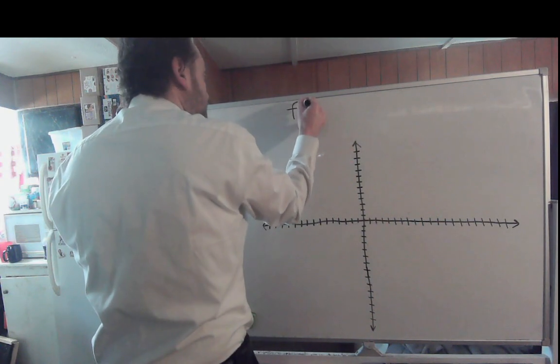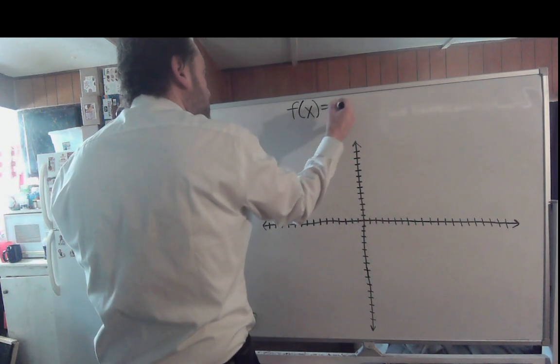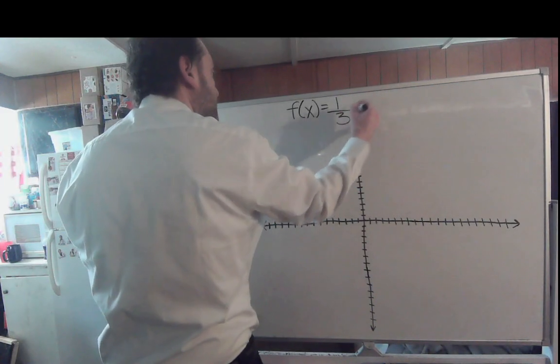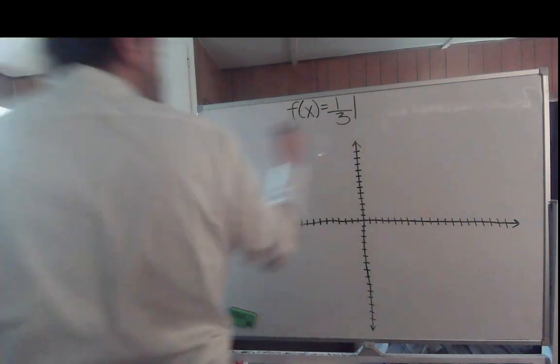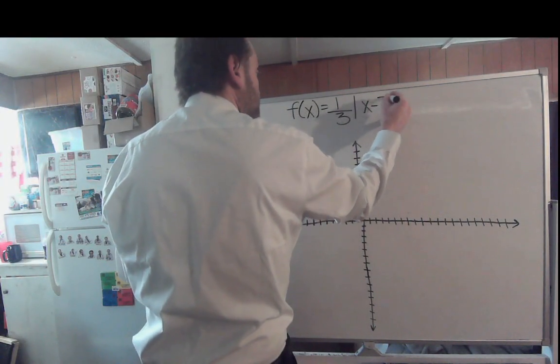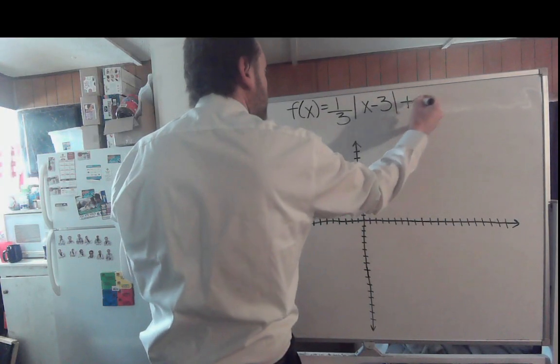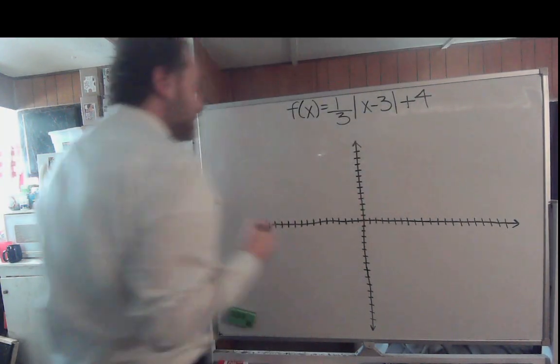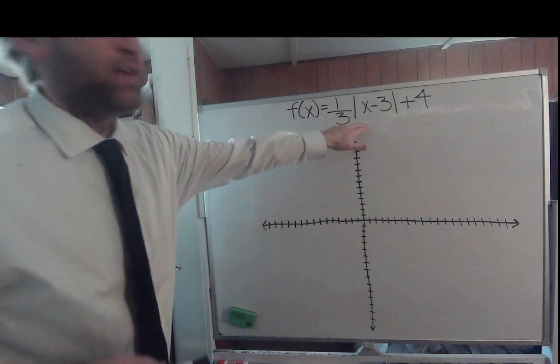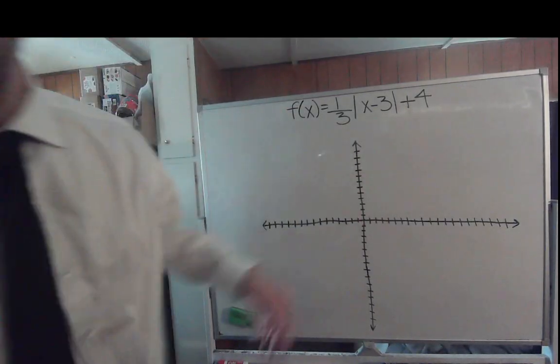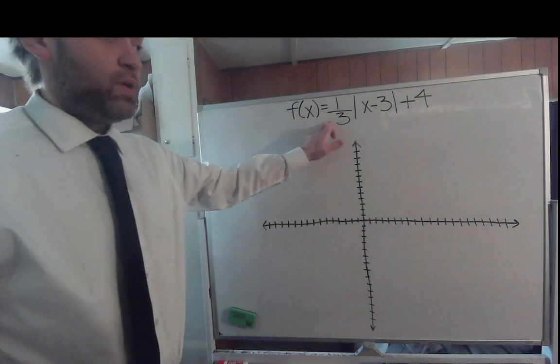All right, f of x equals 1/3 of the absolute value of x minus 3, plus 4. Okay, so f of x equals 1/3 of the absolute value of x minus 3 plus 4. Well, ignore that 1/3 for a minute.